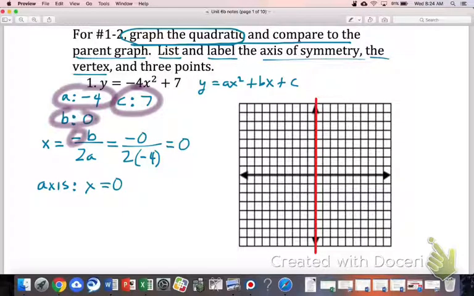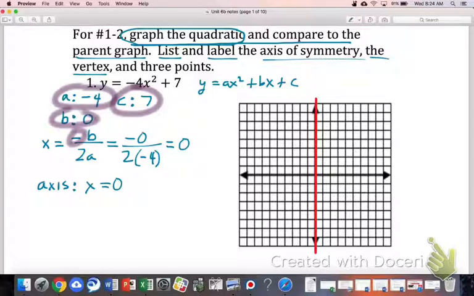So there's x equals 0, right? It's the y-axis. That is also my axis of symmetry that's going to split the parabola into 2 perfectly equal halves. Okay? I hate the word parabola. Sorry. Not constructive.